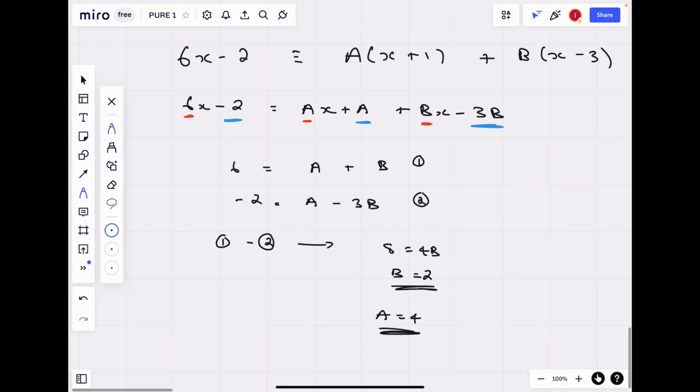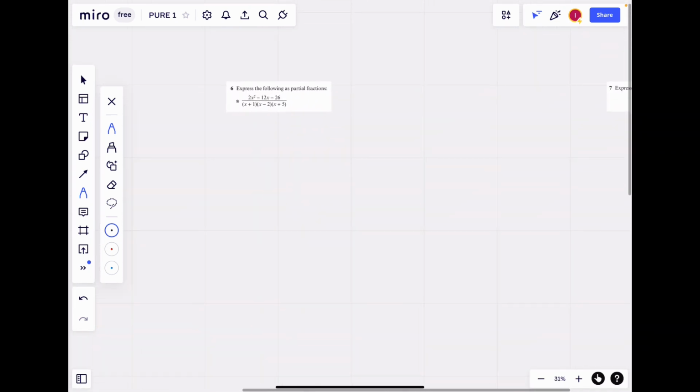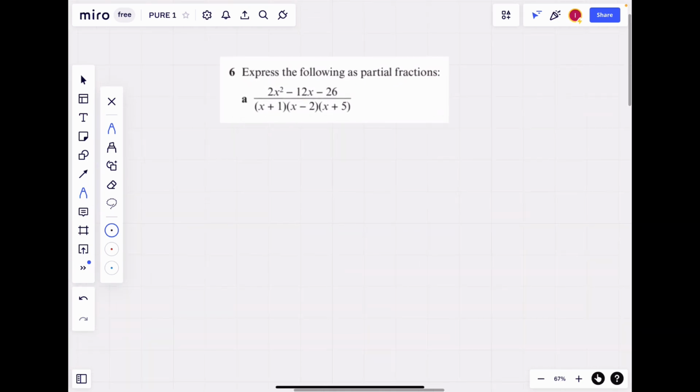That just comes with practice though. Initially, I would suggest trying both just to get into the swing of things and to practice it. It's going to be the same thing pretty much every time. But yeah, in some cases, you are only going to be able to use one. But that's partial fractions. So what I've done is I've put this question 6. I want you to give that a shot for me, please.